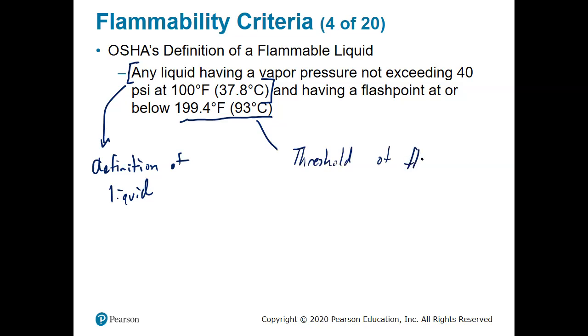This bottom criteria, this is what OSHA is defining as the threshold of flammability. So it is possible to have flash points greater than 200 Fahrenheit. But if that liquid does have a flash point greater than 200 Fahrenheit, OSHA doesn't consider it to be flammable.